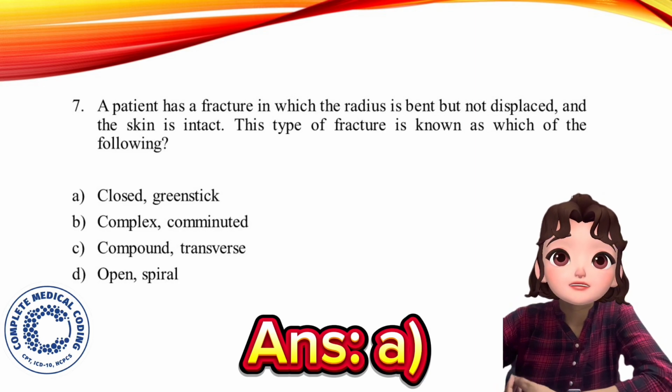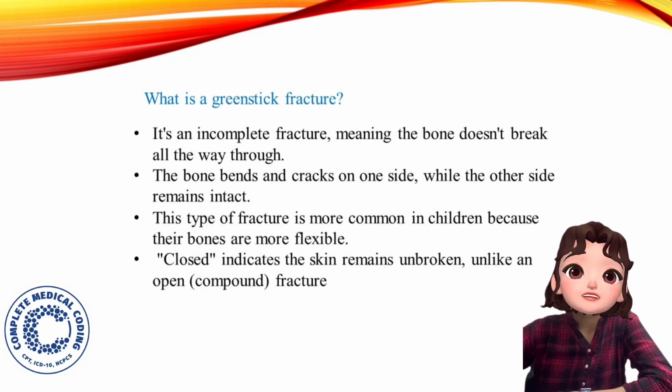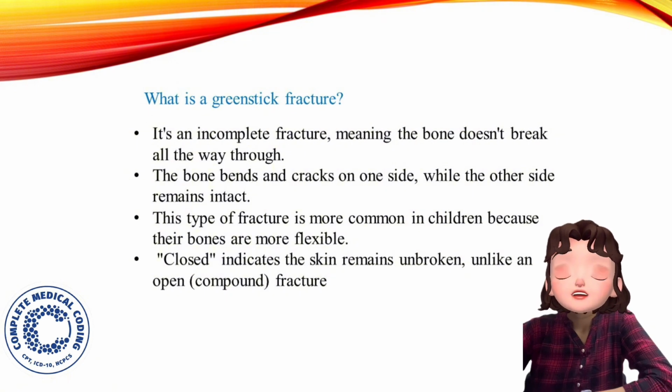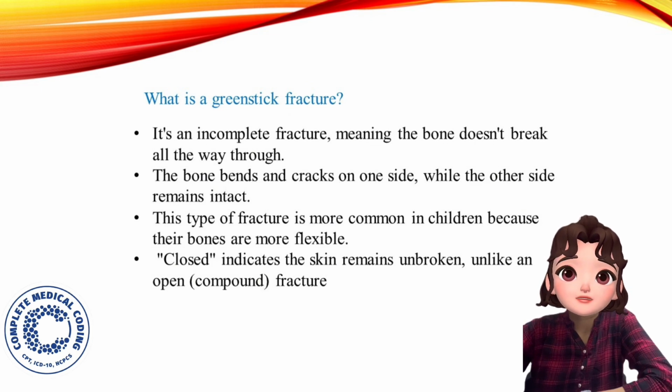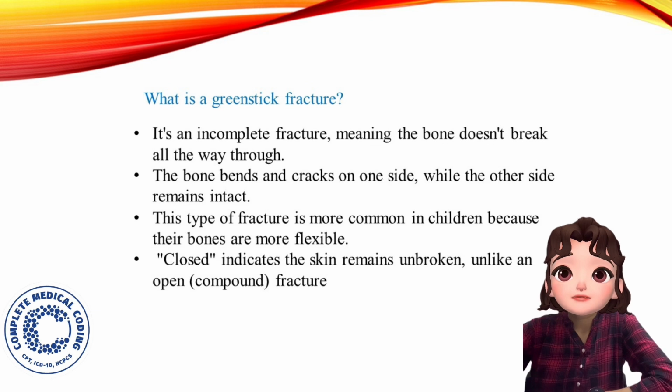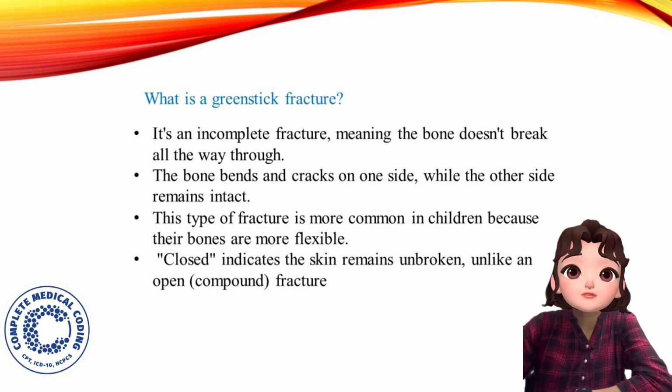Let's discuss in detail what this fracture is. So what is a greenstick fracture? It's an incomplete fracture, meaning the bone doesn't break all the way through. The bone bends and cracks on one side while the other side remains intact. This type of fracture is more common in children because their bones are more flexible. Closed indicates the skin remains unbroken, unlike an open compound fracture. It's easy, right? Hope you understood.